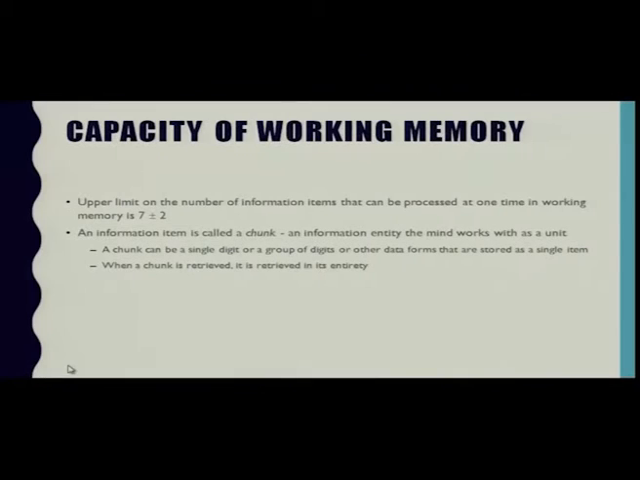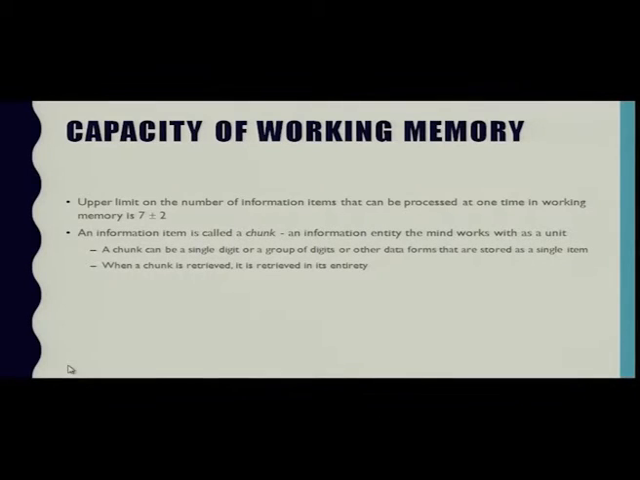So now we will take the capacity of working memory. We have mentioned that the information which is retained in our memory is very limited, and there is a very limited time for which that information is retained in our system. So in working memory there must be an upper limit on the number of information items that can be retained as well as processed. The upper limit on the number of information items that can be processed at one time in working memory is 7 plus or minus 2.